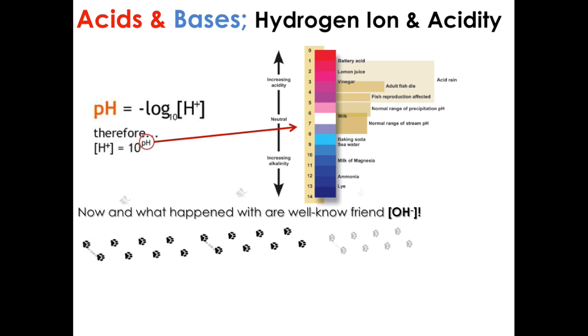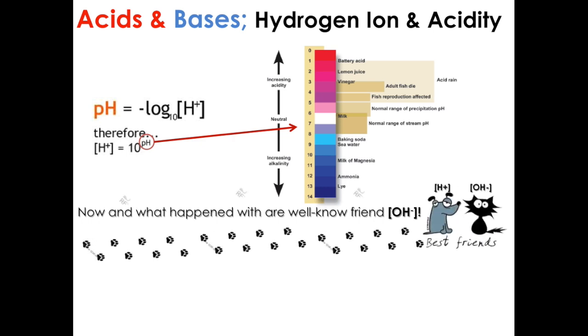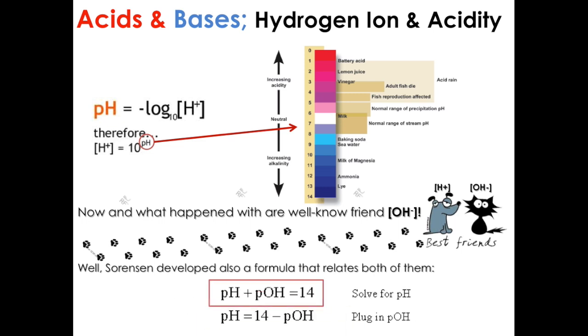Now, what happened to our well-known friend hydroxide? Well, Søren Sørensen also developed a formula that relates both of them. The pH plus the pOH equals 14. Now, if we want the pH, just moving around the formula, you get 14 minus the pOH.